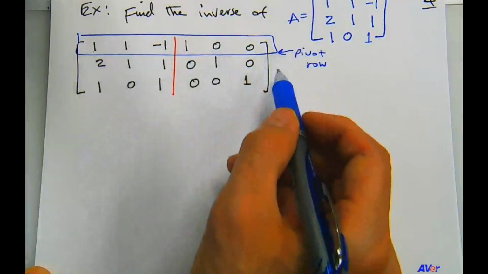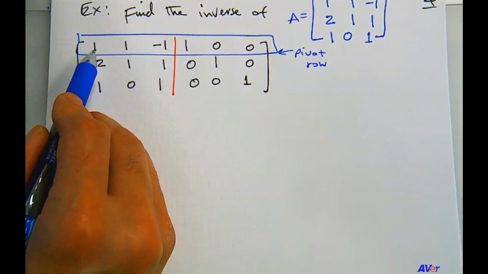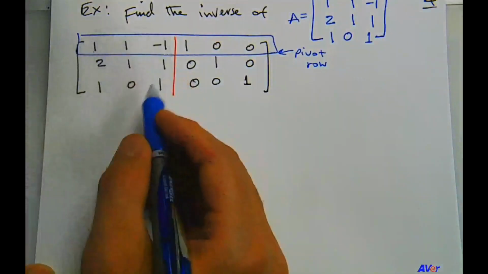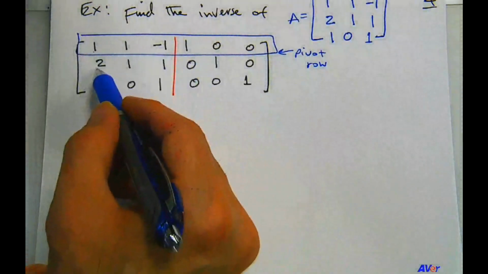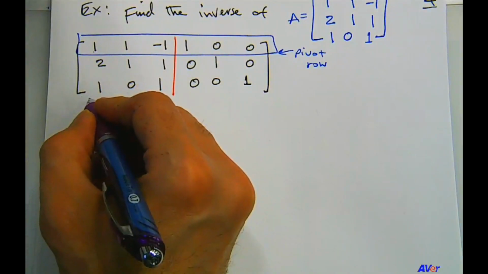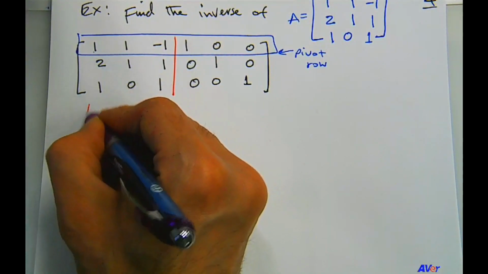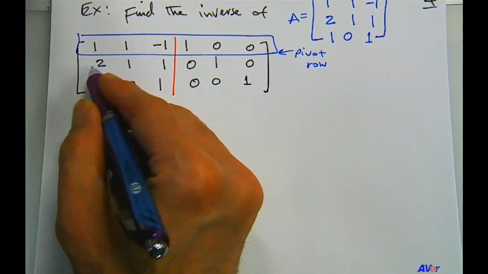The first row is the pivot row because it contains the diagonal 1 in that column. Okay, so we're going to use the pivot row to convert the 2 and 1 to 0. Let's write down the row operations for accomplishing that. To convert the 2 to 0, we can do row 2, because we're changing row 2, right?